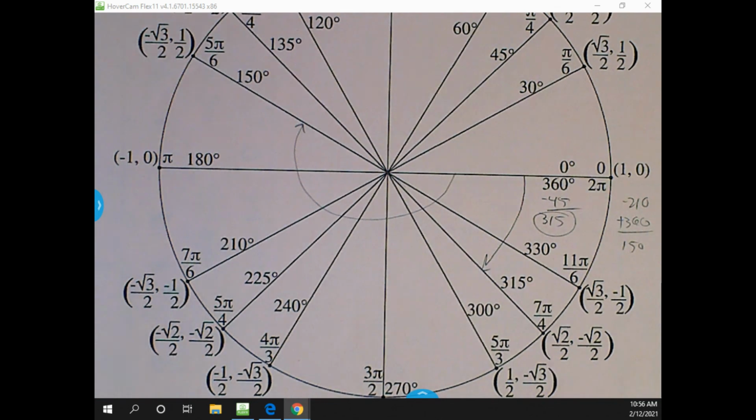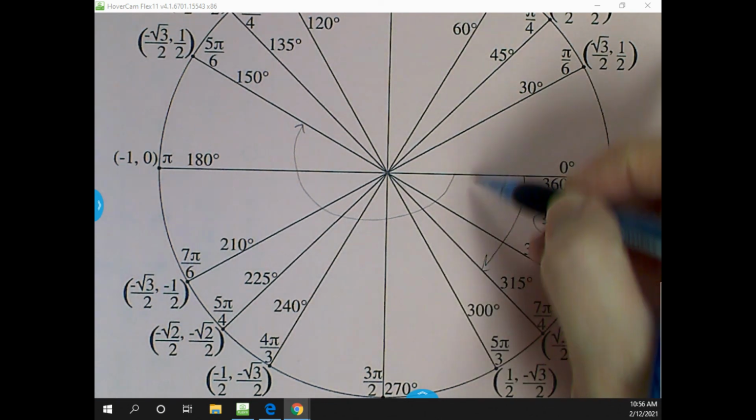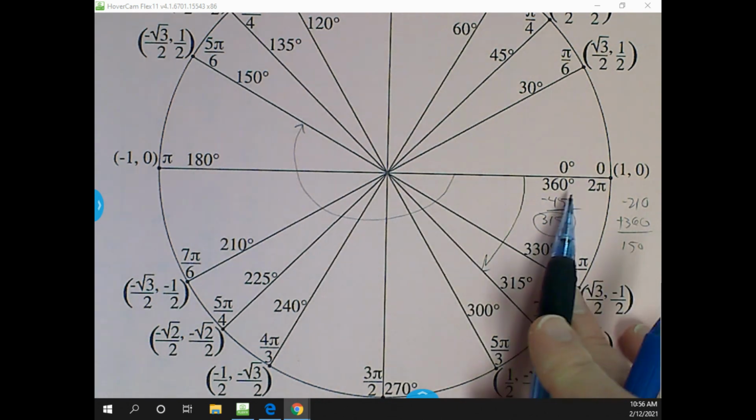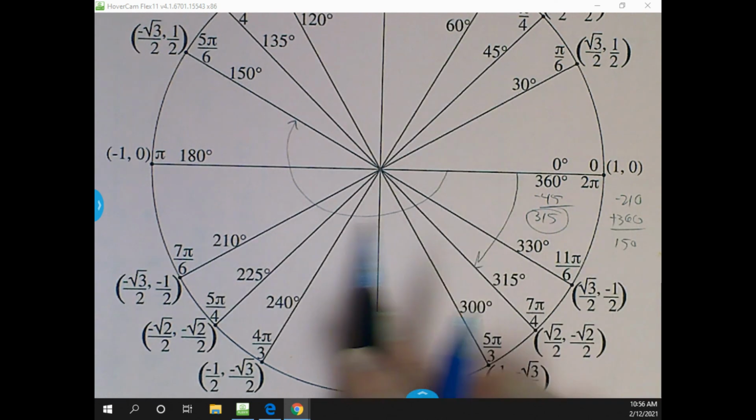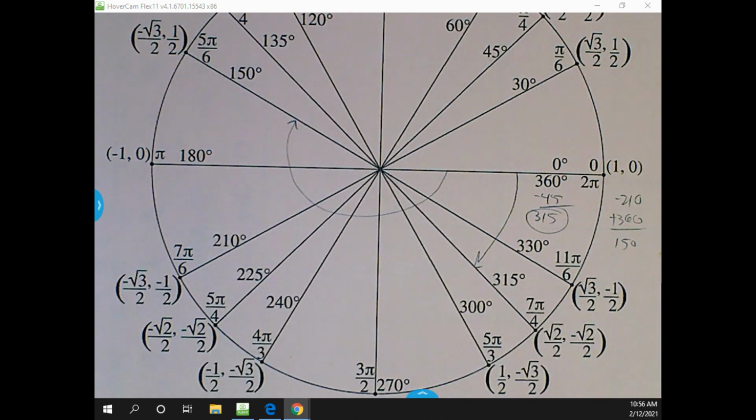Okay, so that's really the only difference with negative angles. Positive angles, you would just be going this way. Negative angles, you're basically starting at 360, and you take whatever the angle is, you add 360 to it, and that tells you where you've got to finish if you were going this way.